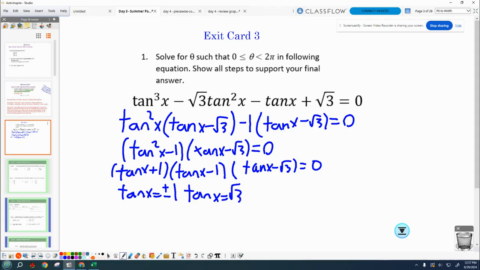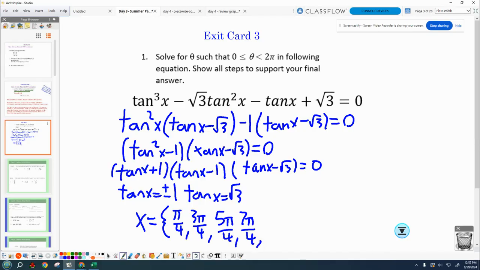So he gets 3 different factors, and then where does tangent equal root 3? Well, tangent's positive in 2 quadrants. Sebastian, which 2 quadrants is tangent positive in? 1 and 3. So we need that angle that has root 3. Where's tangent root 3? What reference angle? Pi over 3. And so if we also need a 3rd quadrant, what is that? 4 pi over 3.